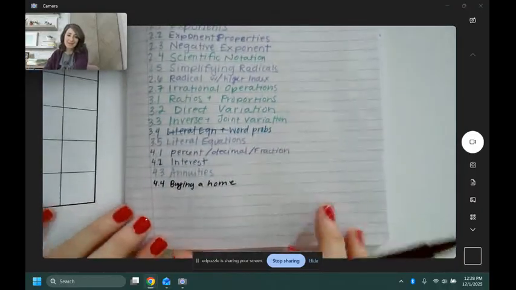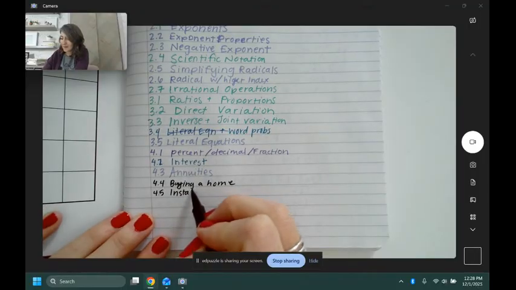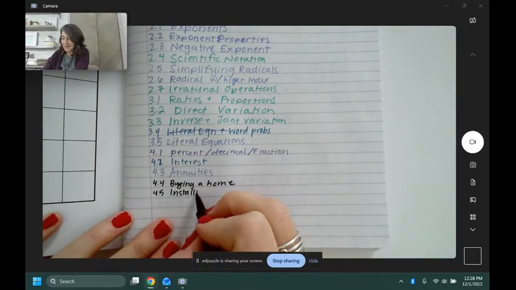Today we are going to talk about installment buying. So this is 4.5, buying things in installments.